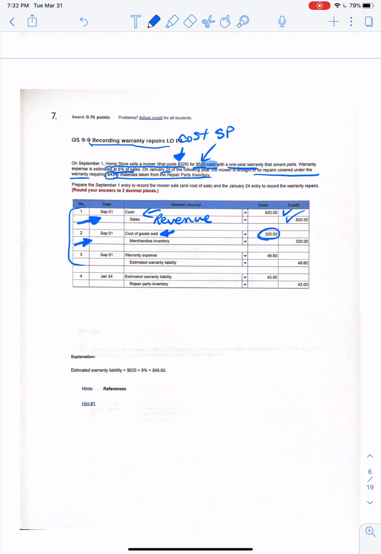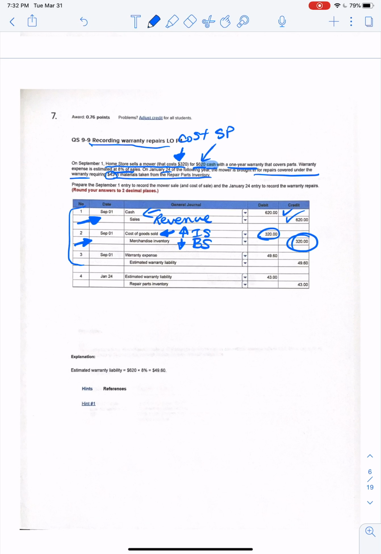Now, since we've moved it over to cost of goods sold, we've got to reduce it on the balance sheet. So to reduce our inventory balance on the balance sheet, we're going to credit merchandise inventory, and that will go down. Okay. And so now we have reduced the inventory balance, showing that we no longer possess this inventory, and we have increased the expense related to cost of goods sold on the income statement. Okay.